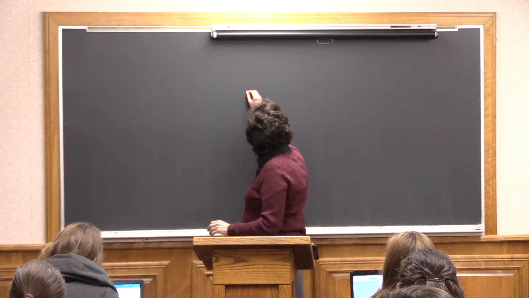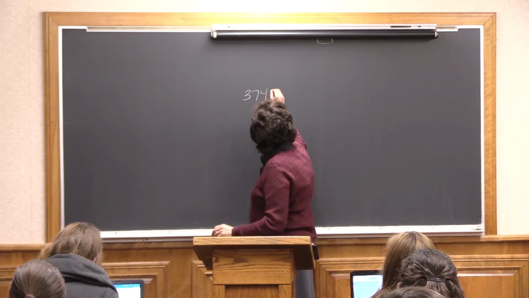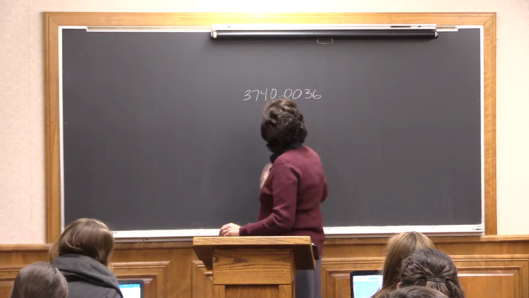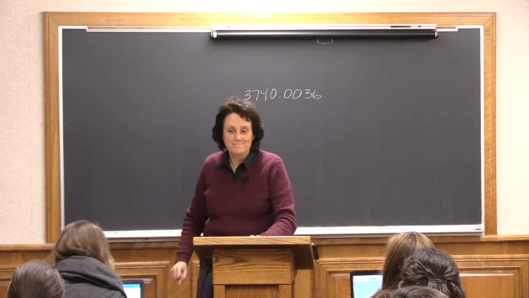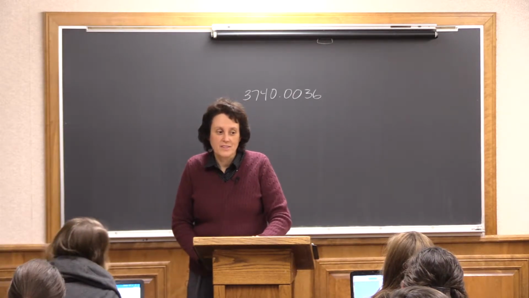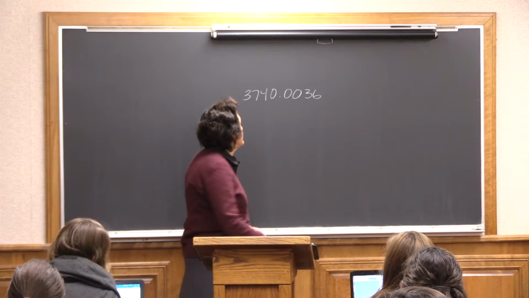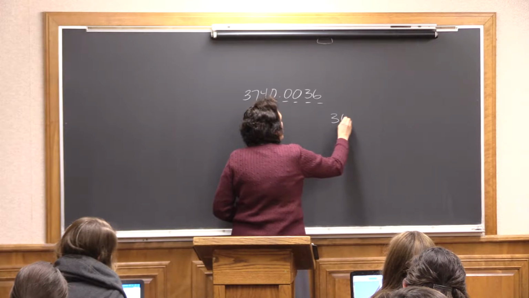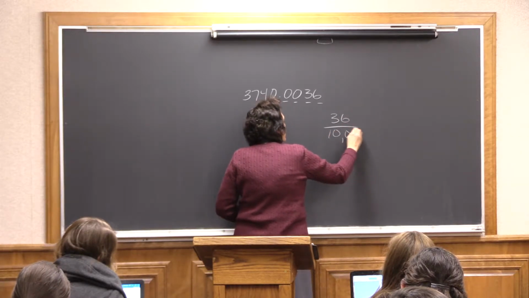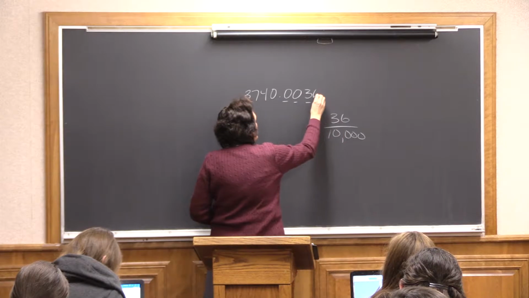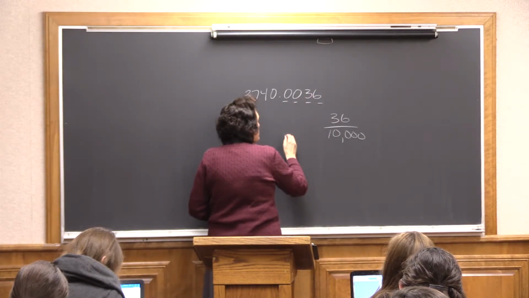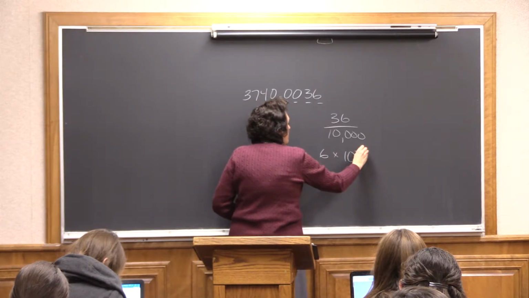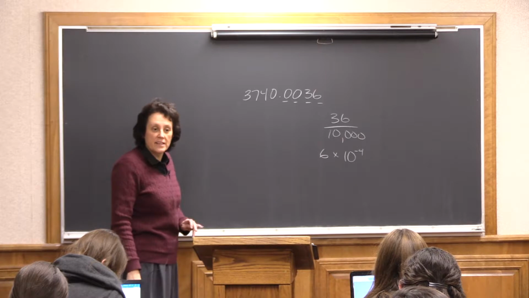Let's say we have 3,740 and 36 what? 10,000ths. That's the zero place exponent. This is 36 10,000ths. 4 zeros, 4 places behind the decimal point, and then the 6 is in this spot right here. 6 times 10 to the negative 4.